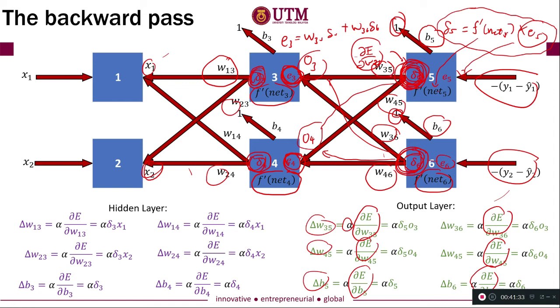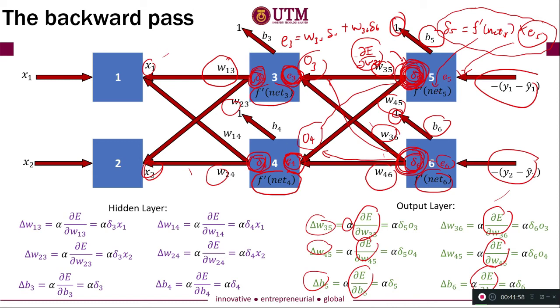So you can see that to find E3, you need to multiply your W with this one, plus, you can see the error there. There are two arrows going towards E3. The arrow which comes from W35, so W35 times delta 5 plus W36 times delta 6 gives E3.